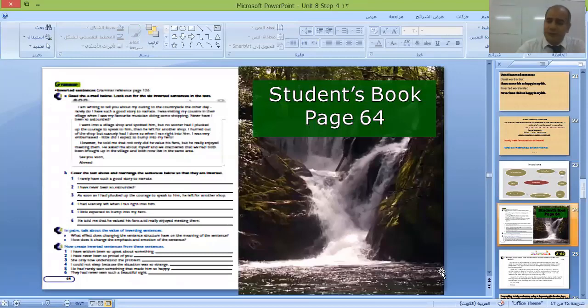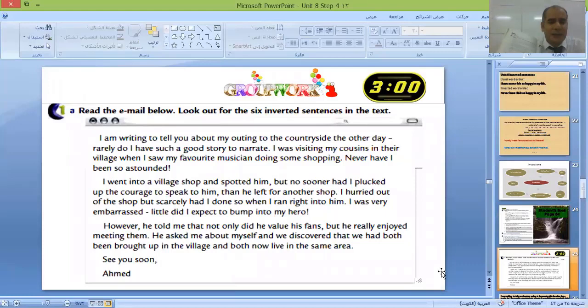Now, come again to page 64, and we will read the email to underline the inverted sentences. I'm writing to tell you about my outing to the countryside the other day. Rarely do I have such a good story to narrate. The first one, rarely do I have such a good story to narrate. Underline it. I was visiting my cousins in their villages when I saw my favorite musician doing some shopping. Never have I been so astounded. Underline it.